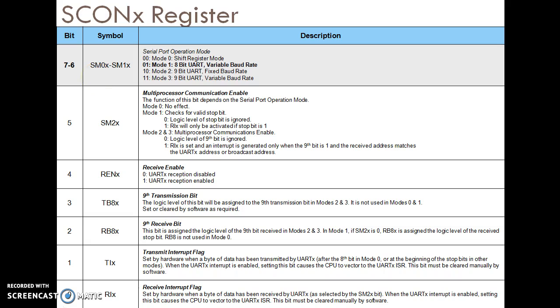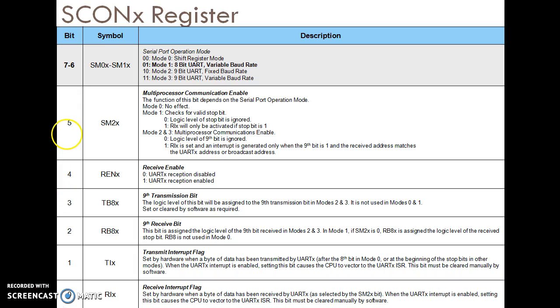Next slide is all about the SCON register. The SCON register is used to select the serial port operation mode and enable or disable UART reception. The mode of operation is configured by programming the SM0 and SM1 bits. This whole table describes the SCON register. The SCON register consists of 8 bits. Bit 0 represents the receive interrupt flag. Bit 1 represents the transmit interrupt flag. Bit 2 represents the 9th receive bit. Bit 3 represents the 9th transmission bit.